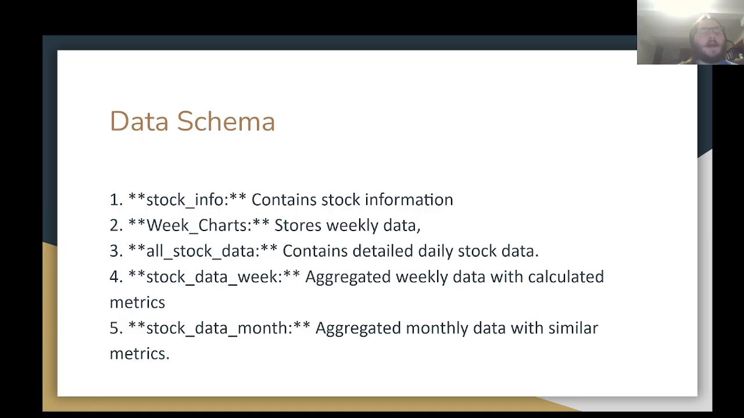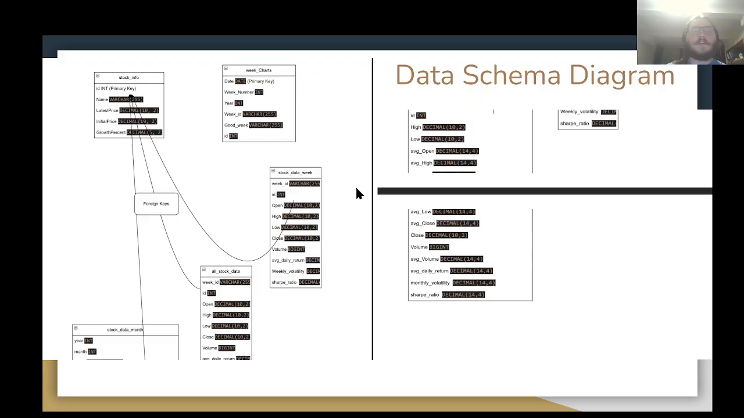For our data schema, we had all the usual contenders that you've seen throughout the presentation: stock info, week charts, all stock data, and then that aggregated into weeks and months, which is very helpful as there are a lot of relations here. These are the main tables that hold all the data. They all have foreign keys to the ID right here, which is in stock info as the primary key. Also, week ID is very related between all of them, but as week ID is not a primary key in week charts, we can't make it a foreign key down here.